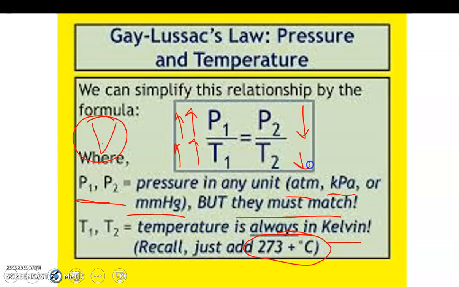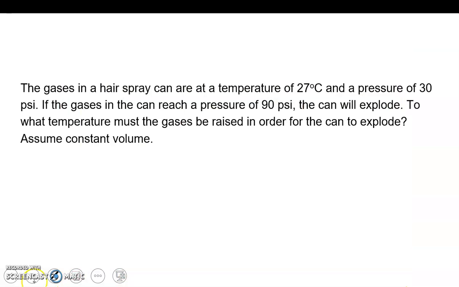So at constant volume, pressure and temperature move together. One goes down, the other goes down. And units must be consistent, they must match, and temperature must be in Kelvin. A lot to think about, but not things that you can't do.